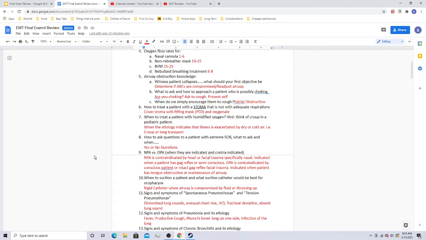How to ask questions to a patient with extreme shortness of breath, what to ask and when. You're going to ask yes and no questions. You want to ask questions that will help give you more information about what's exactly going on, because shortness of breath can mean many different things, and it's very effective to ask yes or no questions, because the more you make them talk, the more they're going to have issues, and obviously shortness of breath is a compromised ABC. So once you've ensured that the airway is patent and they're obviously not breathing well, you're going to have to go after the ventilations.